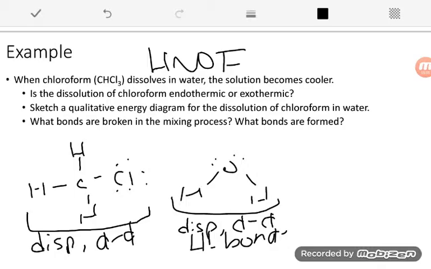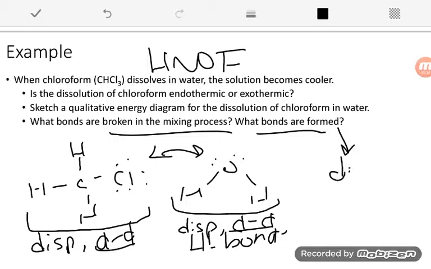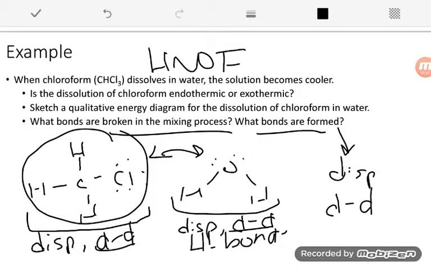So these are the bonds we break in the mixing process. We have to separate the chloroform molecules from each other, separate the water molecules from each other, so we have to break dispersion and dipole-dipole forces in the chloroform, and dispersion, dipole-dipole, and hydrogen bonding forces in the water. What bonds are formed? Now we have to think about the intermolecular forces between these two molecules. And so in that case, we look at the intermolecular forces and see what they have in common. And we can see the strongest one is dipole-dipole. So the bonds that are formed would be dispersion and dipole-dipole, but they're not really going to form that hydrogen bonding because chloroform does not have that, so we leave that guy off.